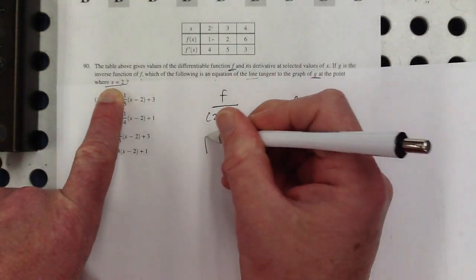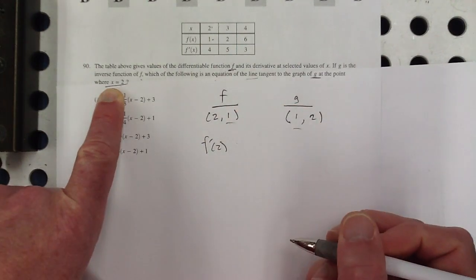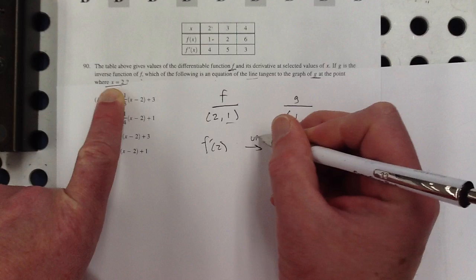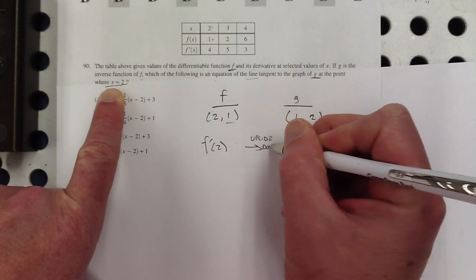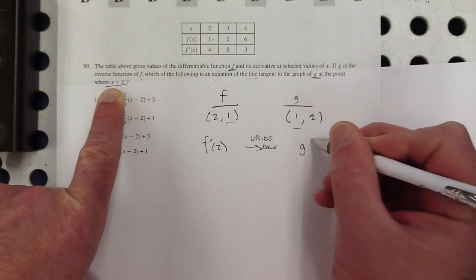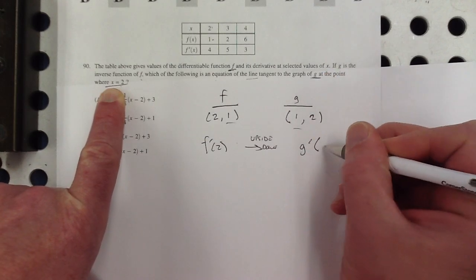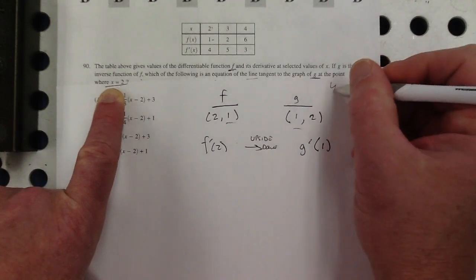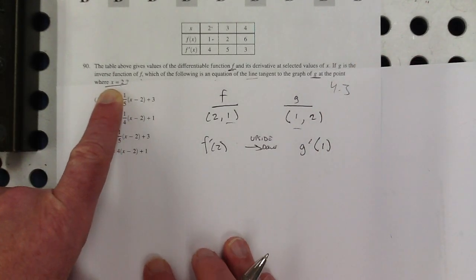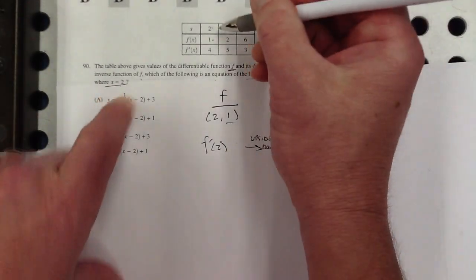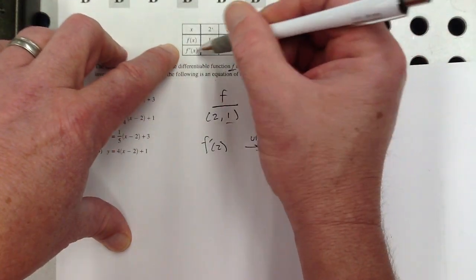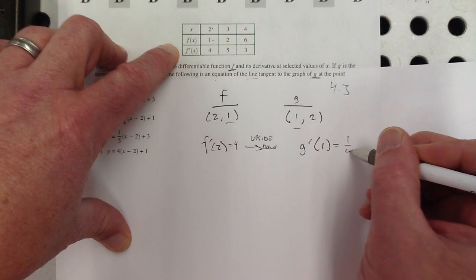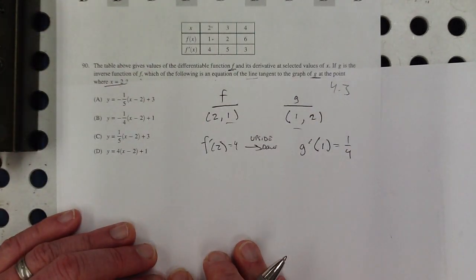And then if I find f prime of 2 and flip it upside down, that's going to be the same as the slope of the inverse at that point. Right? You can go back and review the notes. This is in 4.3. So what's f prime of 2? F prime of 2 is 4. So that means g prime of 1 is 1/4.